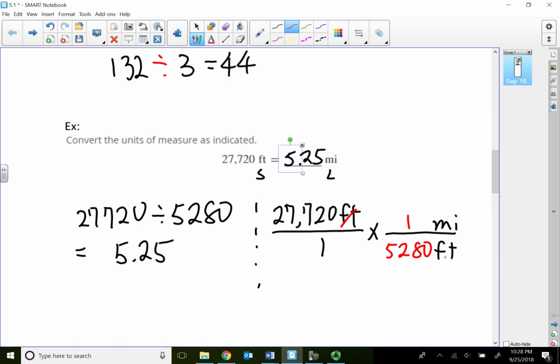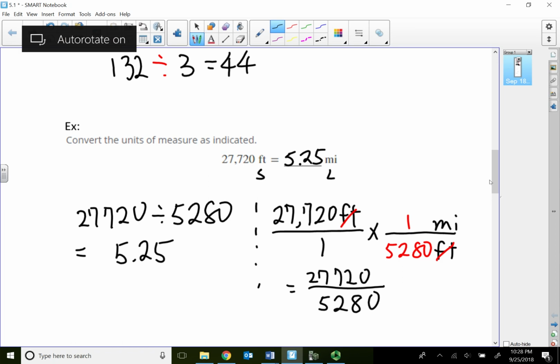So the feet cancels out. This problem simply becomes 27,720 times 1, which is 27,720 again, over 1 times 5280, which is still 5280. With the fraction bar here, it still becomes a division problem, where we take 27,720 divided by 5280. So the two techniques give you the same answer. We're doing exactly the same thing.